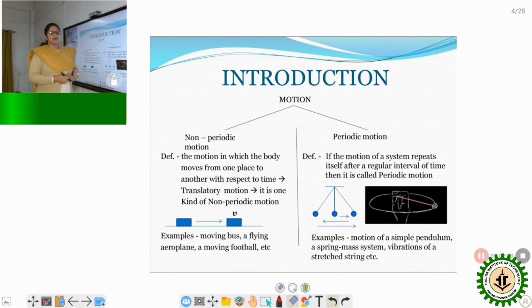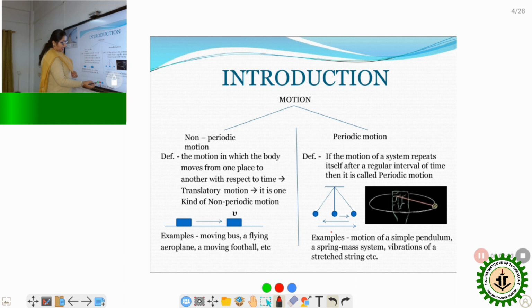Another one is periodic motion. What is the meaning of periodic motion? Periodic motion means the motion which repeats itself after a certain interval of time. Just like you can see, here is a pendulum. This is the pendulum, and this is the equilibrium position, that is, when the particle is in the rest position.